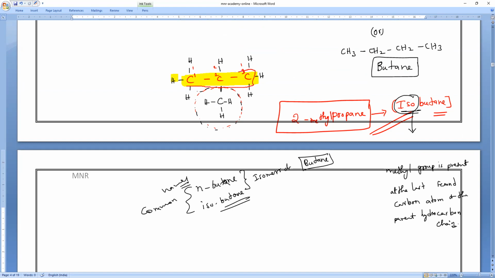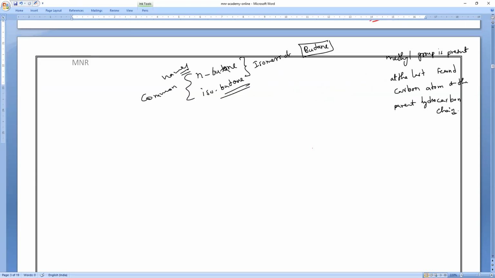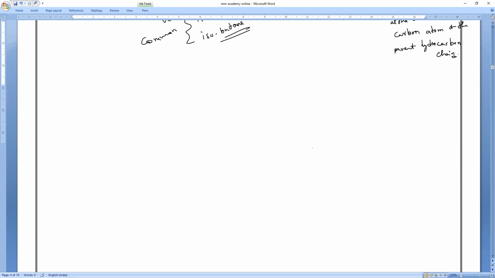Parent chain number of carbons is 3, so 3 means propane. That's all it is. All of you understand? Clear? Then let us write now. Pentane. So what is the pentane formula, everybody? C5.